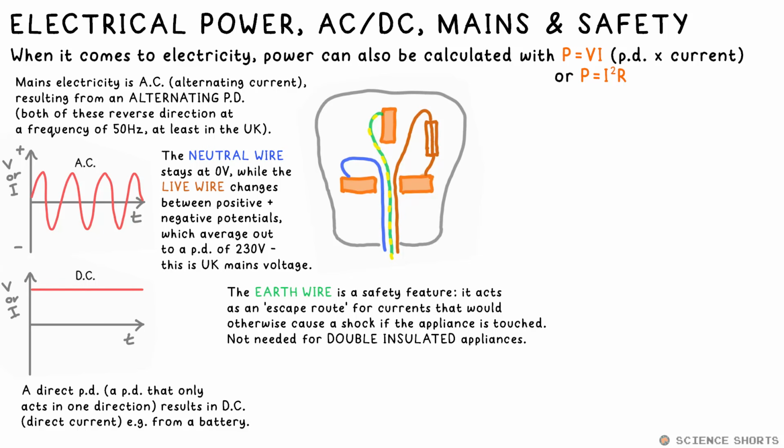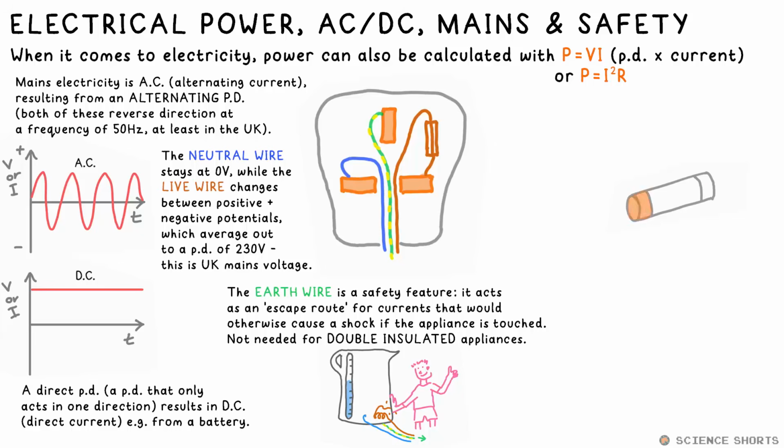It's not necessary to complete the circuit, it's a safety wire that's connected to the outside of metal appliances, like kettles or toasters. So if anything goes wrong with the other wires inside the appliance, current will flow through the earth wire to the ground instead of through a person touching it, which would give them an electric shock.